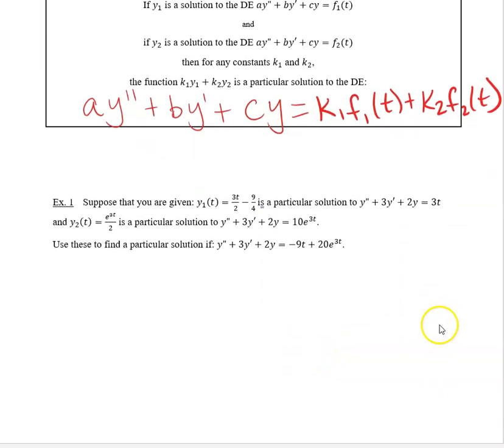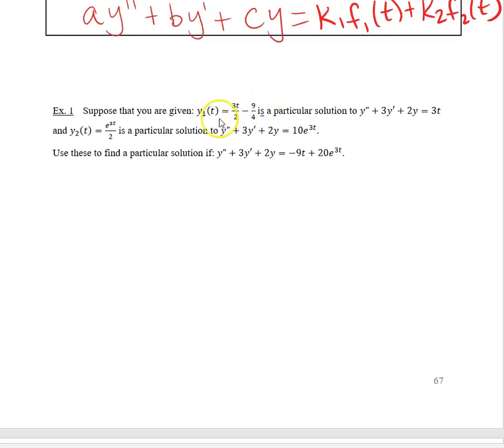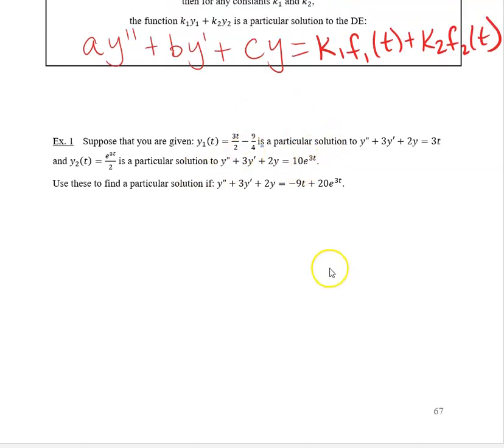Let's look at a couple of examples here. Suppose we are told that y1 is a particular solution to this differential equation. Notice that this is equal to 3t, and y2 is a particular solution to the same differential equation but equal to the function 10e to the 3t. So they want you to use this information to find a particular solution if we know that the same differential equation is equal to negative 9t plus 20e to the 3t.